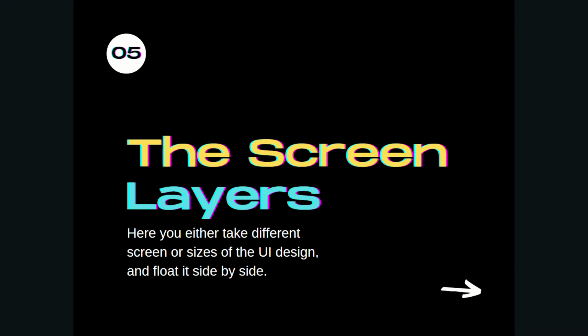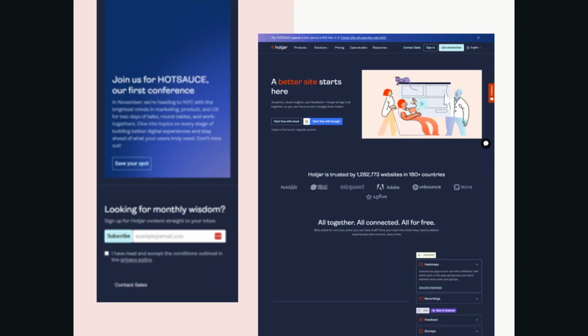So here you either take different screens or sizes of the UI design that you did and float them side by side. Let me show you an example of that. Okay, do you notice something here? We have this design that we did. We actually took a full screenshot of the page, right? And on the left-hand side, we are representing a mobile view of it. You can see the mobile view, and you see the desktop view of it here.